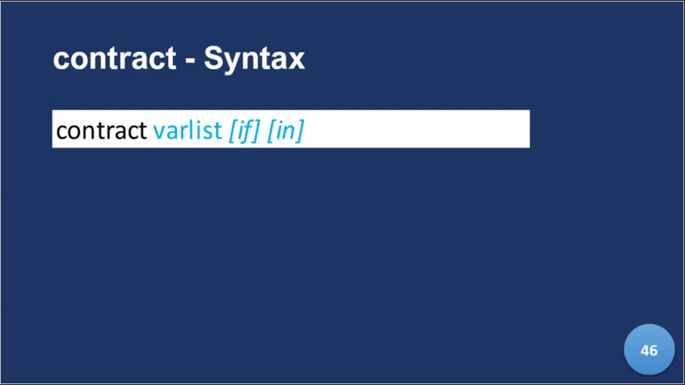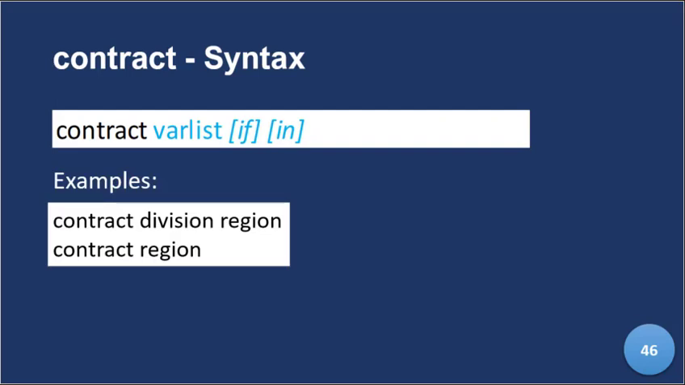Okay. Now let's move to the next one. Examples. So you have contract, two variables, contract, one variable. But please note, contract can be up to 3, 4, even 5 variables, depending on how you want to group them.